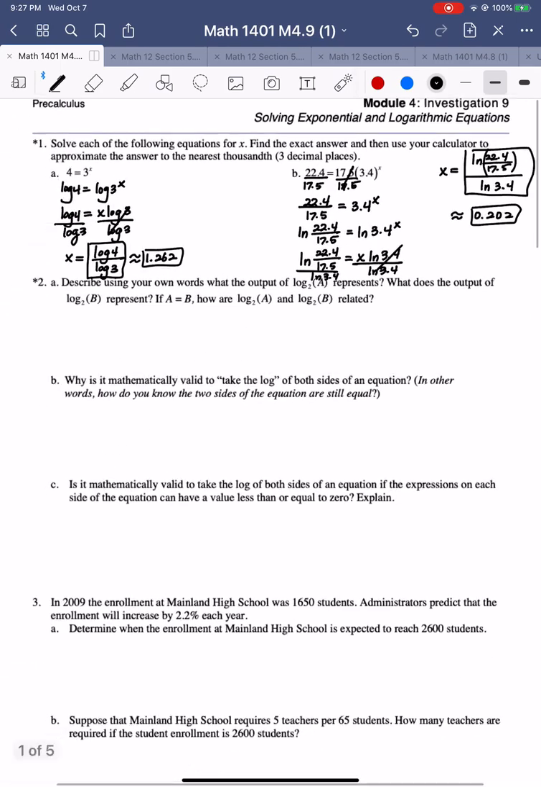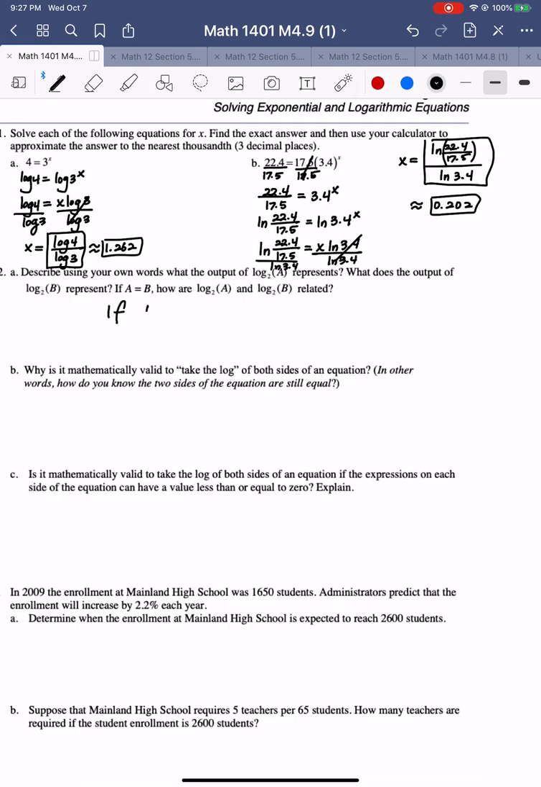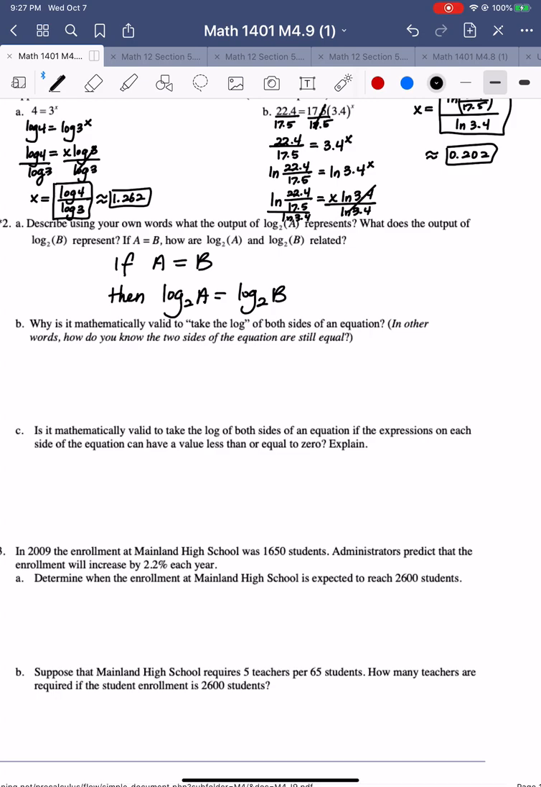Okay, number 2 I already explained. If a equals b, you can put any base, say base 2 this time. A must be the same as this. That means you won't change any of the values. Since a is equal to b, when you take the log on both sides, it will stay the same base, same values.